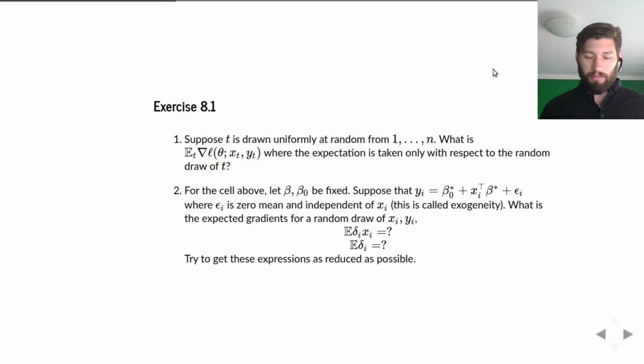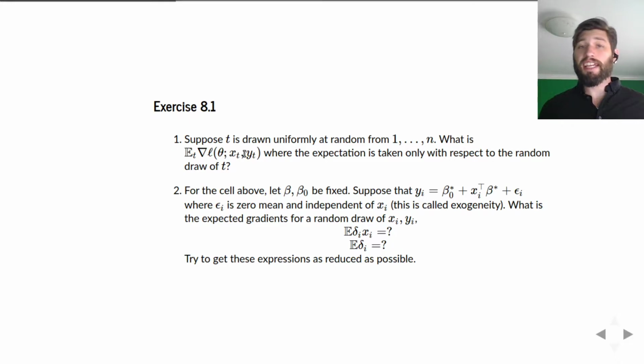All right, so last time we left off at exercise 8.1. So the idea is that instead of thinking of x and y as being random for this part 1, we're going to think of just t, the index, as being drawn uniformly at random from 1 to n. So now the question is, when we think of that t as random, taking the expectation only with respect to the random draw of t, what is this expectation?